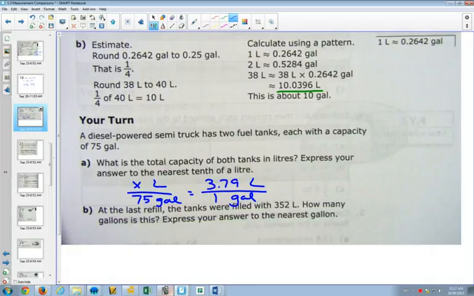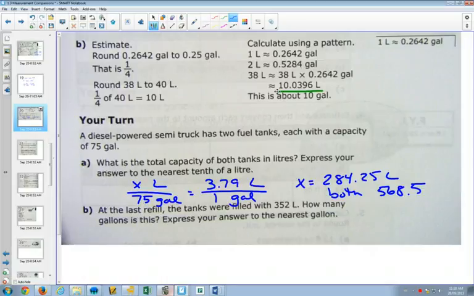Wouldn't it be 150 gallons since it's both tanks? What is the total capacity? Well, I'm going to figure out what the capacity of one tank is, and we can double that at the end to figure out how much it is for the total capacity. So if I multiply this, each tank is 284.25 liters. And if you wanted to have the total capacity, that's one tank. Both tanks then would be 568.5.